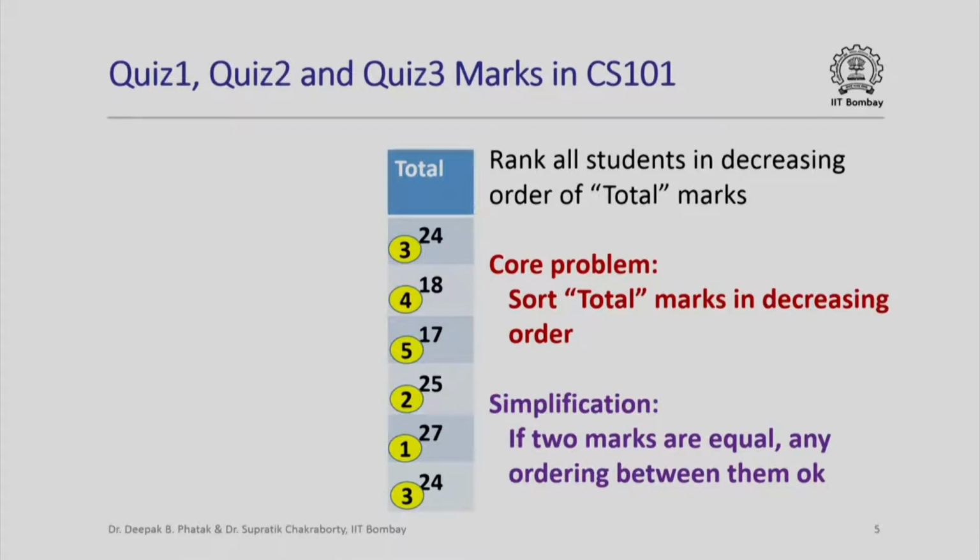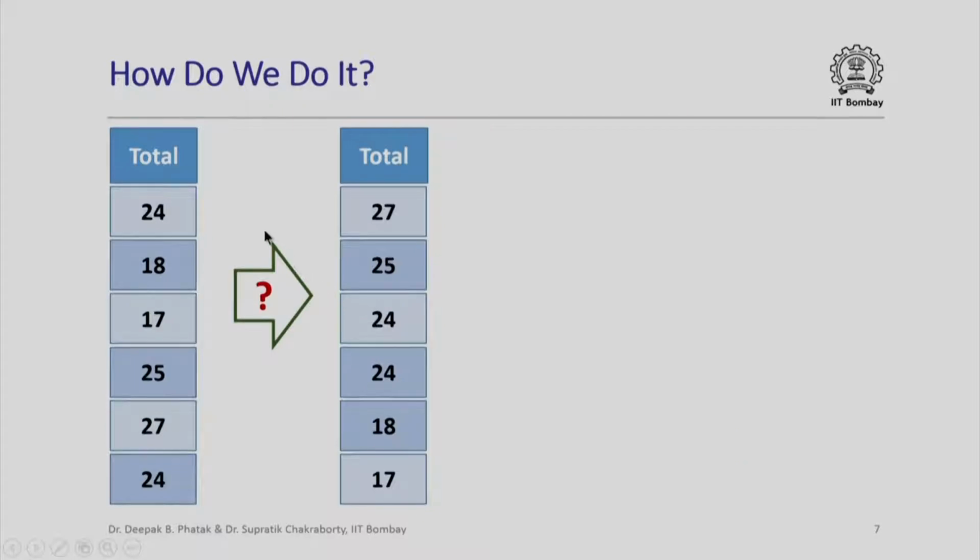Once I have tagged every marks by its position in the sorted order, I could then simply rearrange the rows such that the marks with position 1 appears in the first row of the column, the marks with position 2 appears in the second row of the column, and so on, and this indeed gives our sorted column in decreasing order of marks. So now the question is, how do we go from this unsorted column of marks to this sorted column of marks?